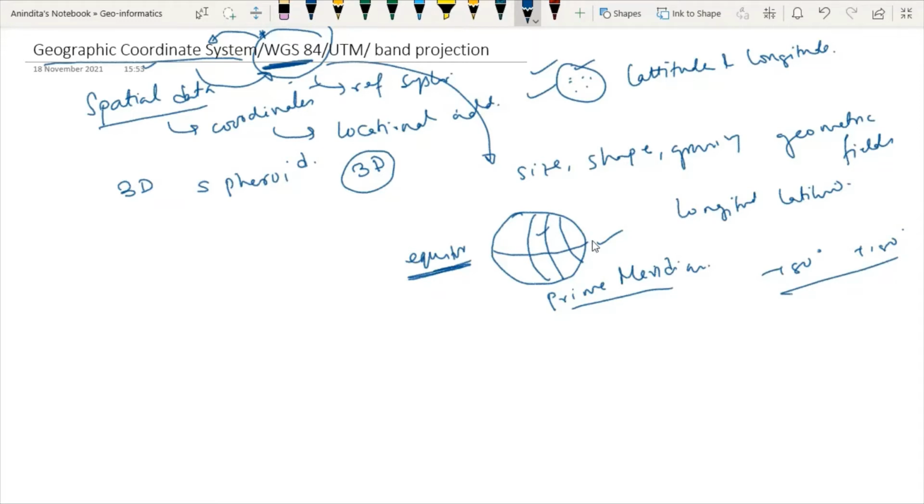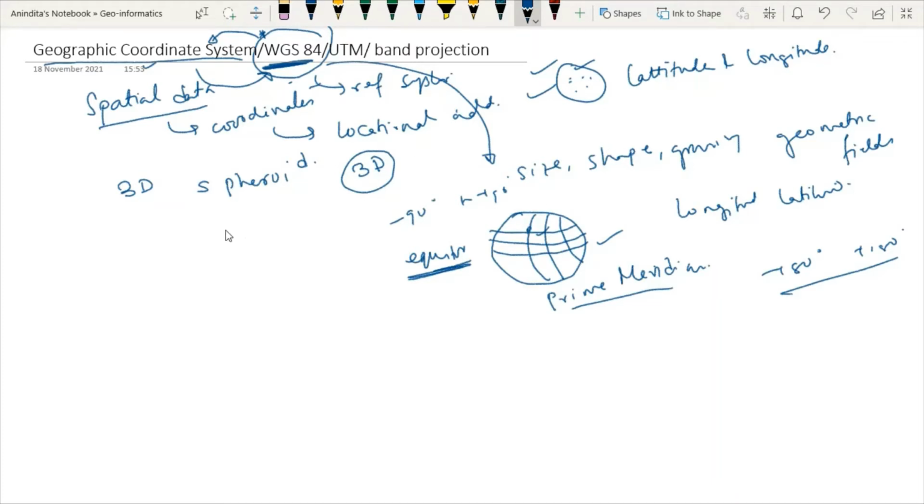And whenever we have the concept of parallel lines with the equator, that is known as latitude, and latitude varies from minus 90 degrees to plus 90 degrees. So wherever latitude and longitude intercept, that point is known as coordinates, right? And coordinates means I'm talking about address. So the address of the spheroid.